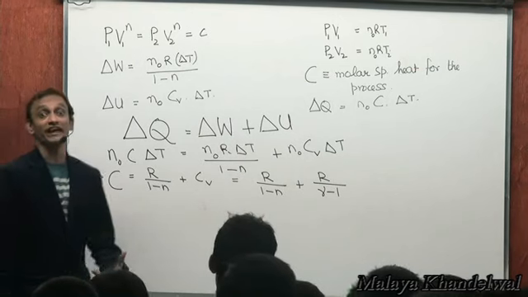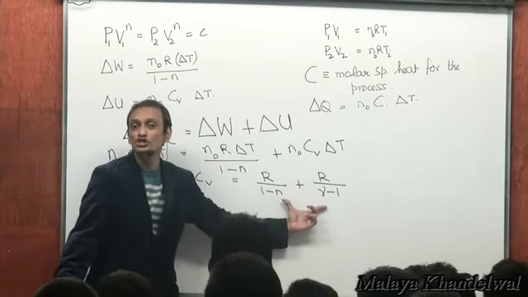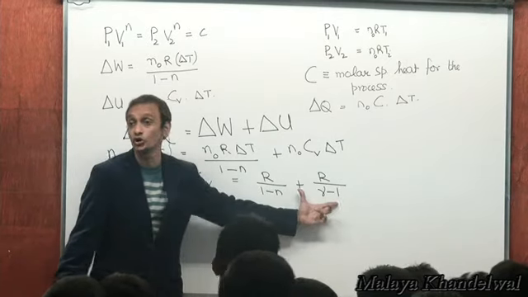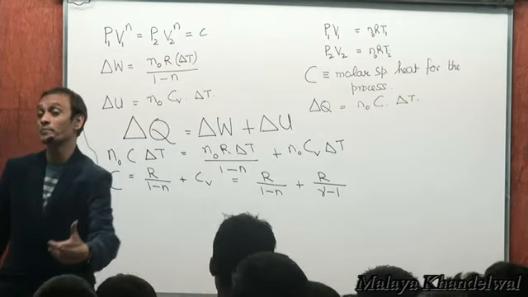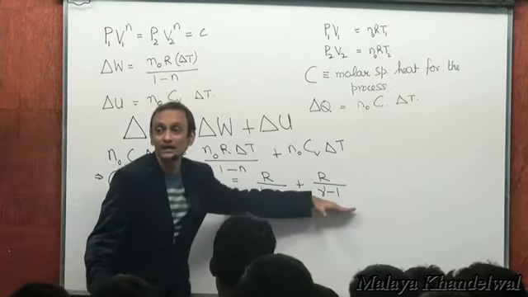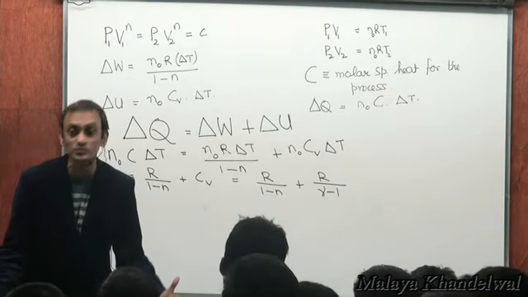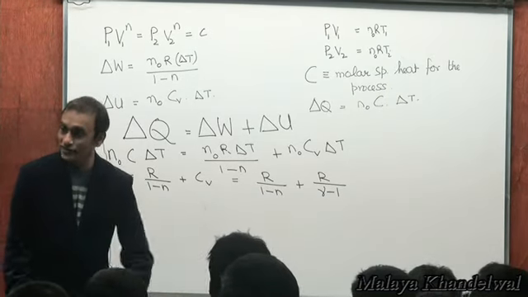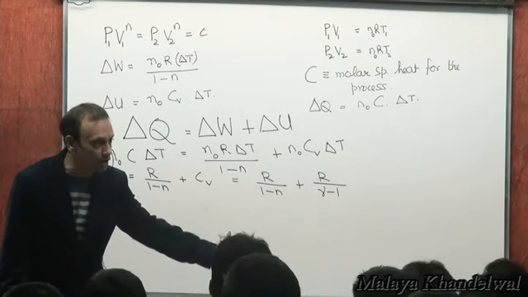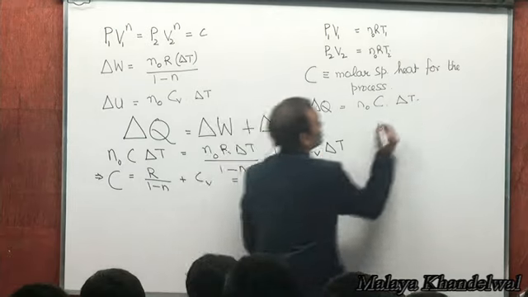And very clearly, if n is gamma, this will become 0. When n is gamma, this is going to become 0, isn't it? That means when the polytropic process becomes adiabatic, which happens for n equal to gamma, C for the process becomes 0, as is expected. C for an adiabatic process must be 0. So that's a boundary check that we could perform with this. So this is important for a polytropic process.